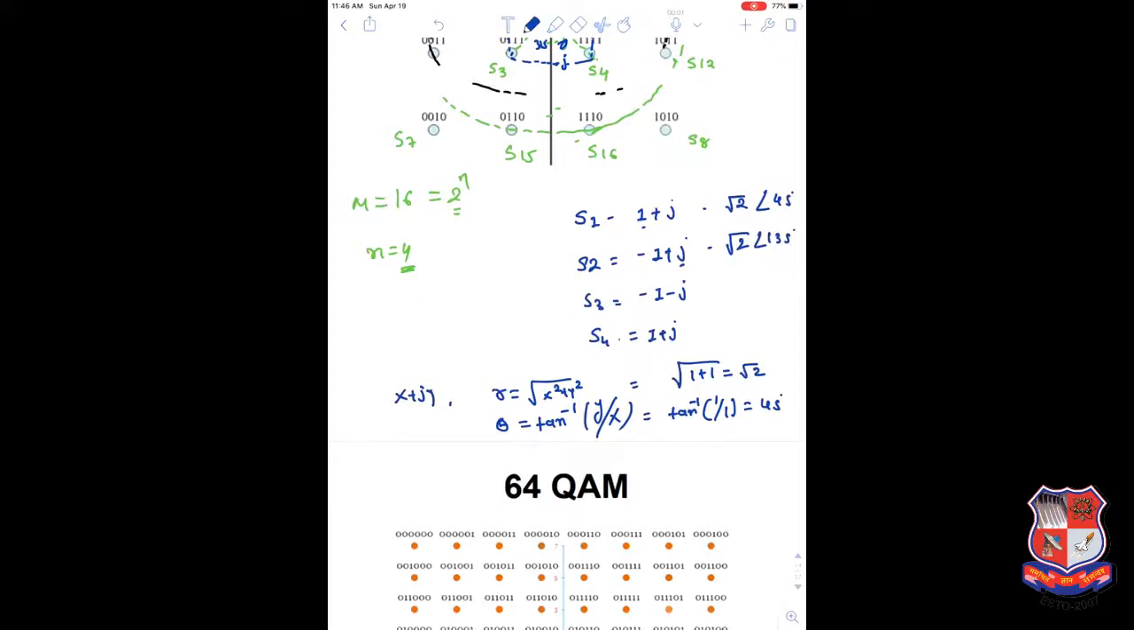The magnitude of the next one, if you find it, is square root 2, and that is at 215 degrees. And if you find the magnitude of this one, it is also square root 2, and this is at 315 degrees. So what you can observe here is that all the symbols S1, S2, S3 and S4 have the same magnitude, but they have a different phase. The first symbol is at 45 degrees, the second at 135 degrees, then 215 and then 315 degrees.